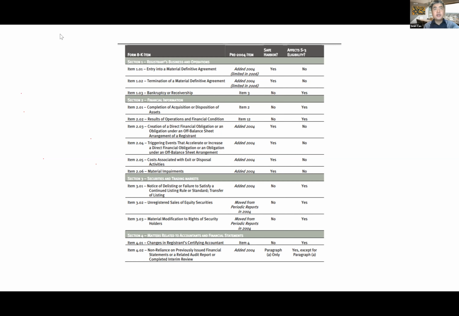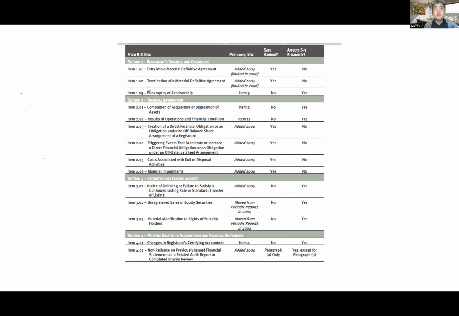And we also look at different items here. Can you see item 1.01, item 1.02, item 1.03? So what does that mean? This is the classification of the news. So for example, all the material contracts go to item 1.01.